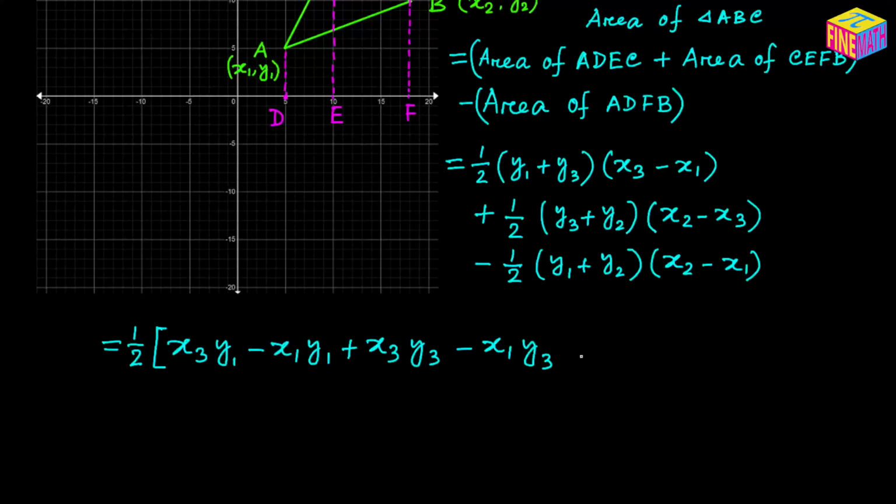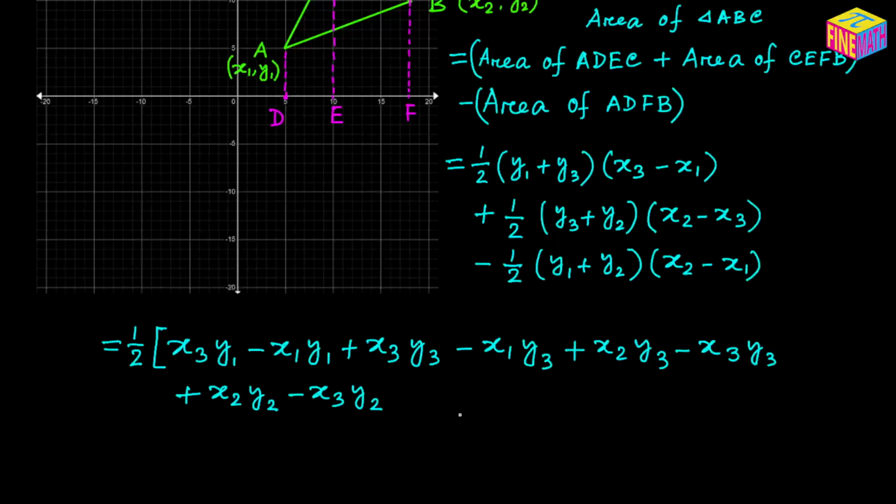And then for the second one, what we get? Well, if we now multiply y sub 3 with x sub 2, so that would be plus x sub 2 times y sub 3 and then minus x sub 3 times y sub 3 and then plus x sub 2 times y sub 2 and minus x sub 3 times y sub 2.